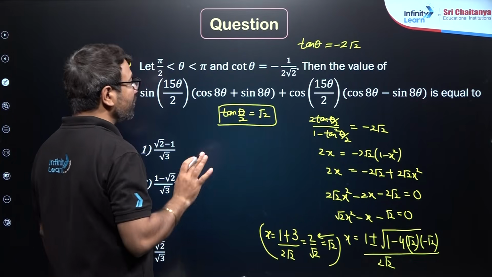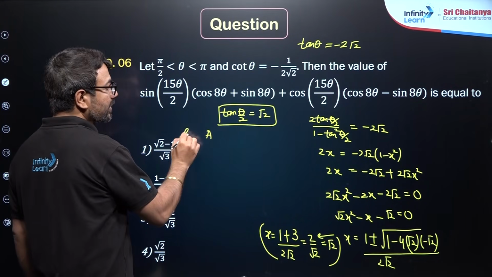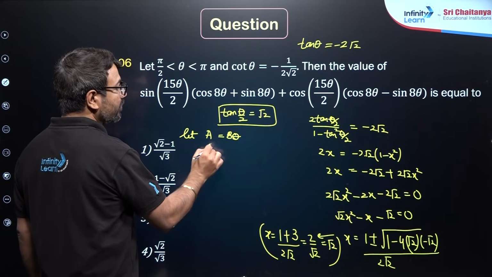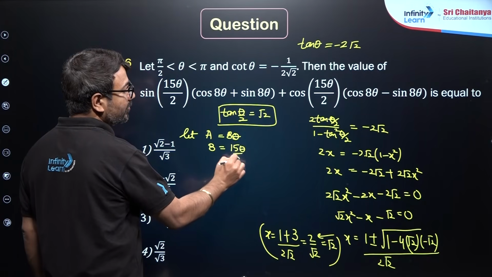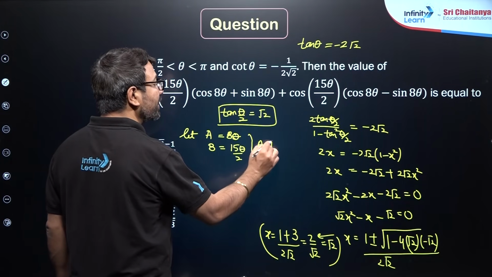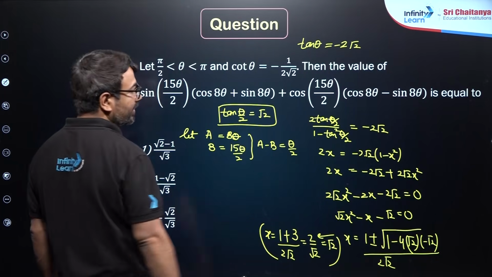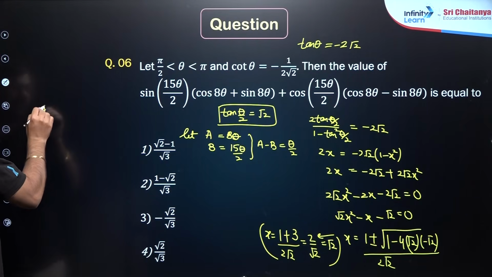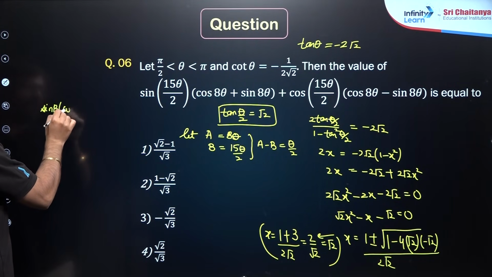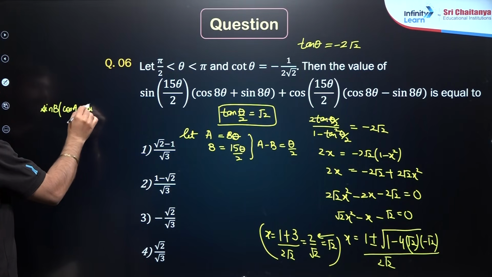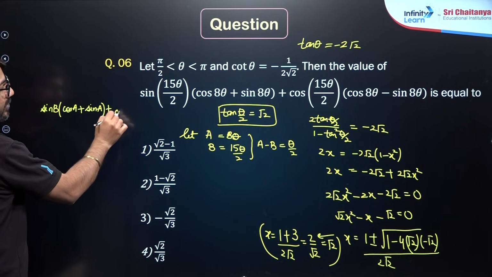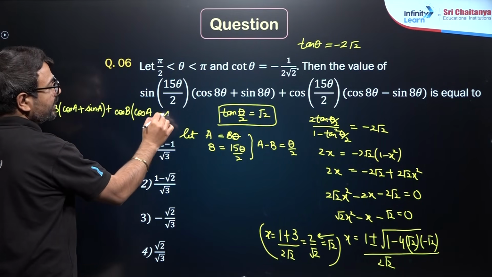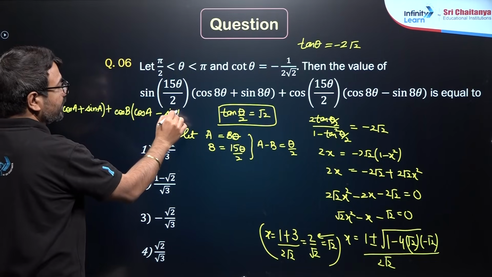Now, how to use it? Let's say, my dear students, that I am assuming this 8 theta angle as A, and I am assuming B angle as 15 theta by 2. So using this, if I do A minus B, I will have angle theta by 2. Are you able to understand? Now if you see this question over here, first of all I have sin B, then I have cos A, then I have sin A, and then added with we have cos B, then we have cos A, then minus, then we have sin A.